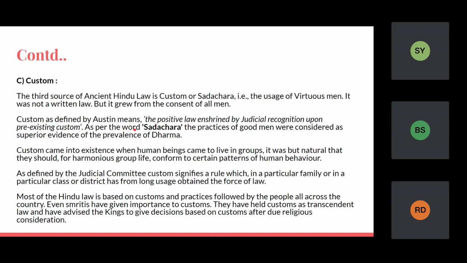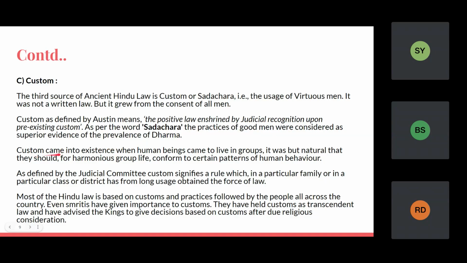So as per the word sadachara, the practices of good men, a particular ordinary man who has some good values, some good morals, was considered as superior evidence of the prevalence of dharma. So this good man has some dharma in him, but that is nothing to do with sadachara or the custom.